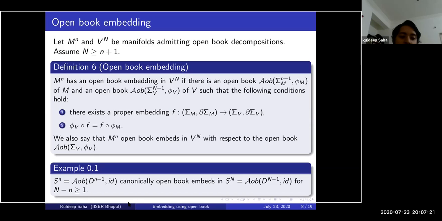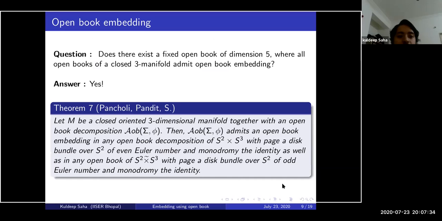So a straightforward example is that S^n with page D^(n-1) and identity monodromy embeds inside S^N with page D^(N-1) and identity monodromy, where capital N is greater than small n.